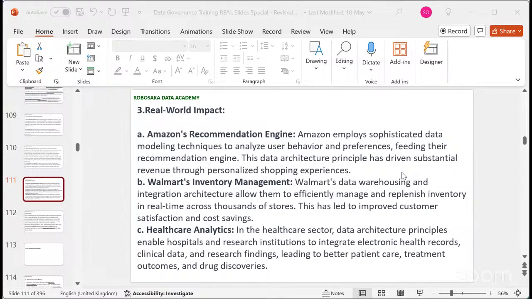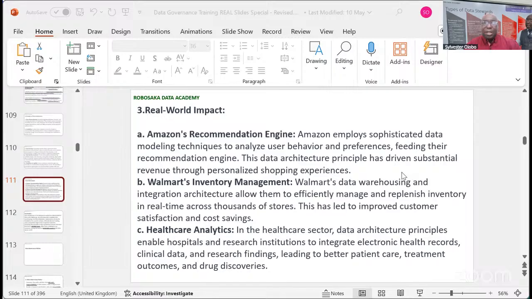Thank you. Thank you so much. Thank you so much for that example as well. Any other person has an example? We have an example here. We have the Walmart inventory management as well.